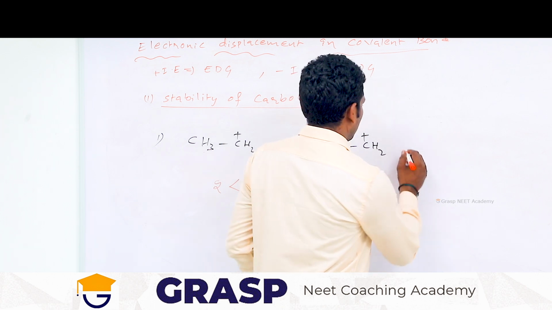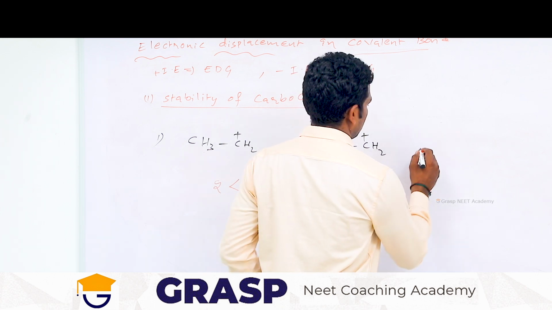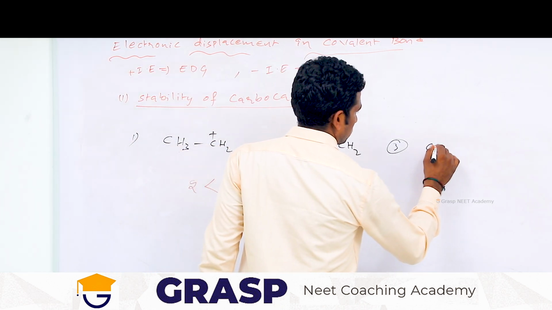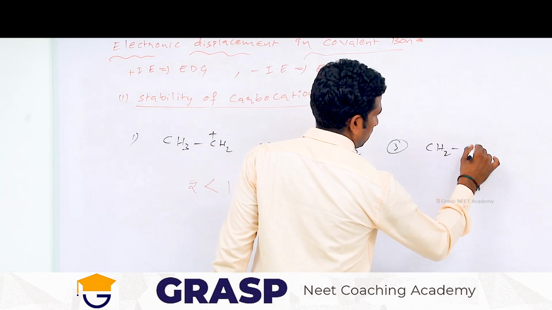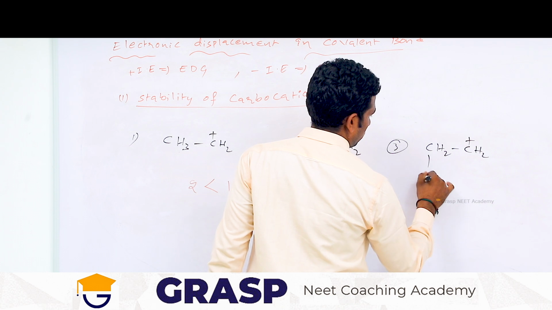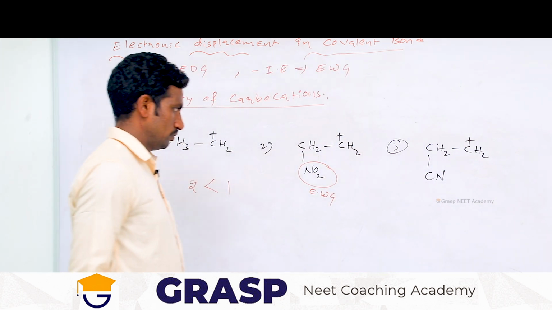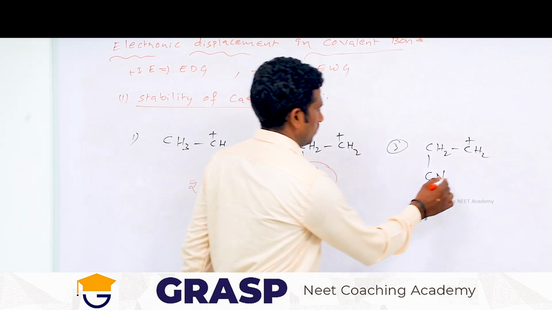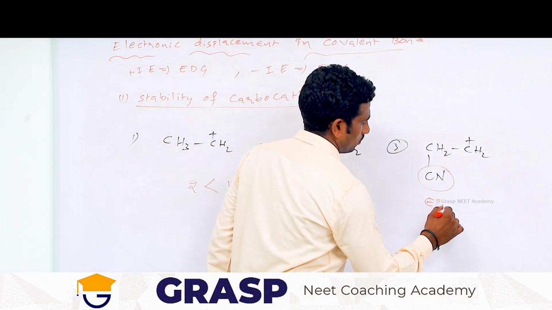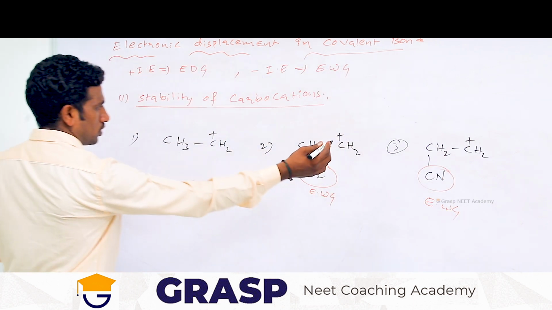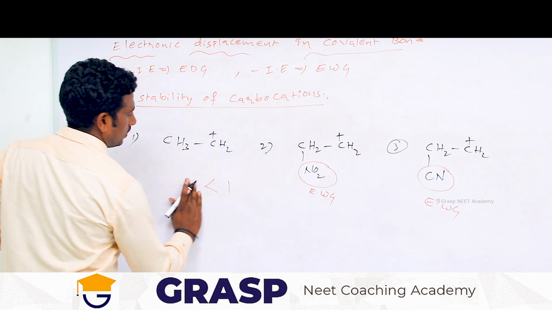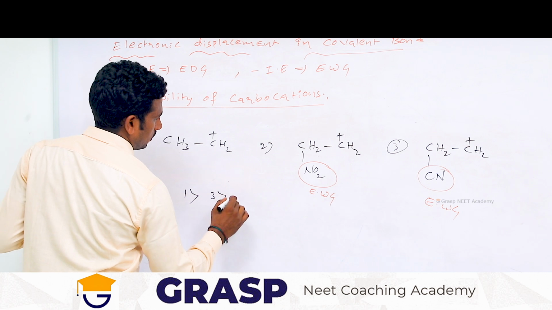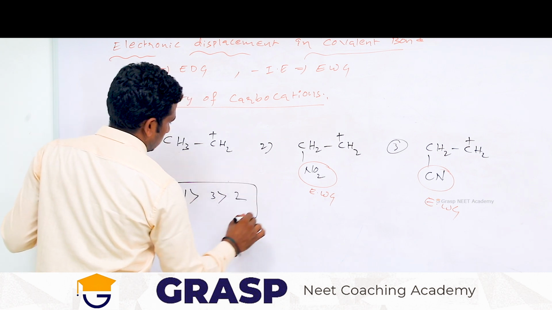For example, I will write one more compound here, the third one. If you observe the stability, CH2 and CH2+ with CN, the cyanide group I am writing. That is also an electron withdrawing group. If you arrange the order among these three, you will get: the first one is most stable, then the third one comes, and the second one is the least stable.